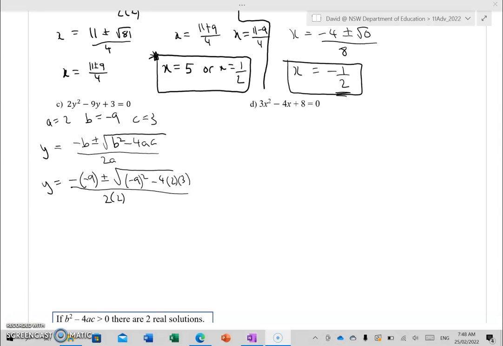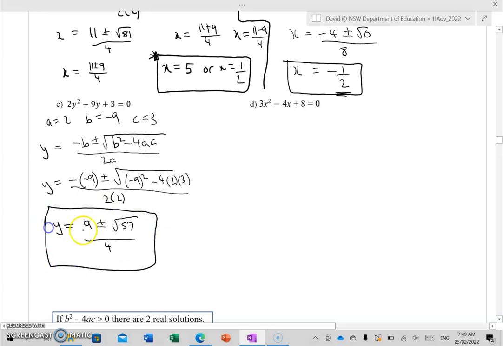Okay, I put the bit under the square root in the calculator and I got 57. So that's going to be y equals 9 plus minus root 57 on 4. Okay, we try and take a square factor out, but there is no square factor for that root. So that's as far as we can go. We've got two answers, 9 plus root 57 on 4 and 9 minus root 57 on 4.